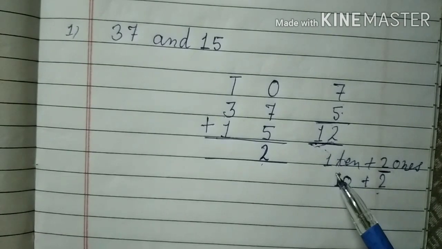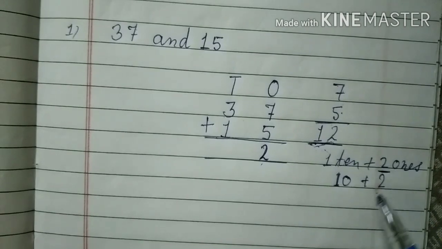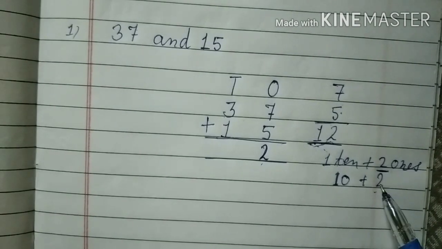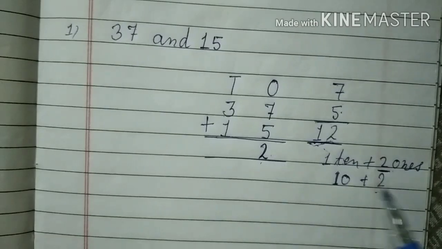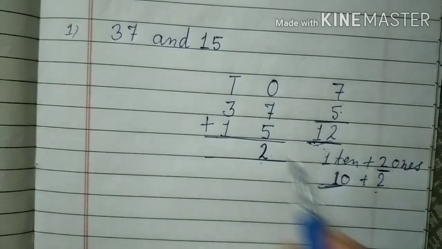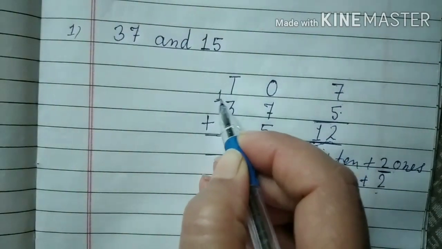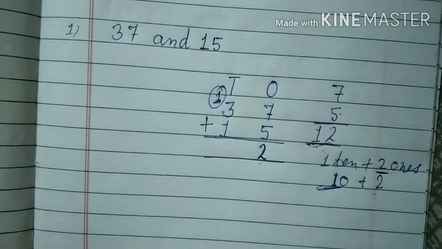12 means we have 1 ten and 2 ones. So we will write 2 below ones, and 1 ten will be carried over to the tens place.